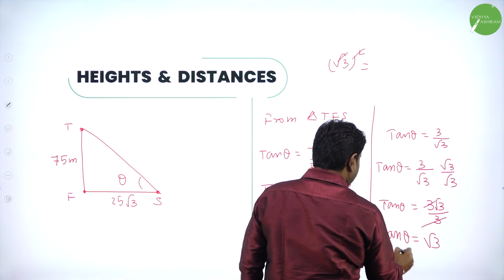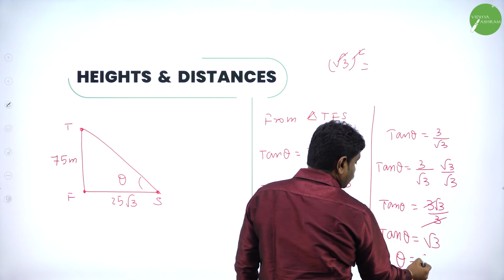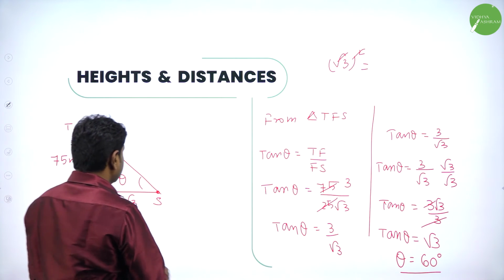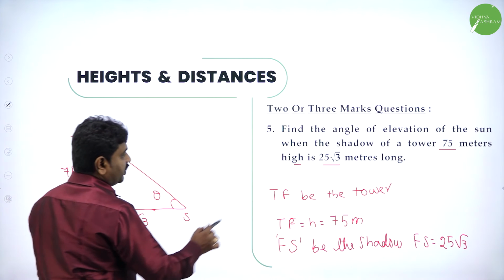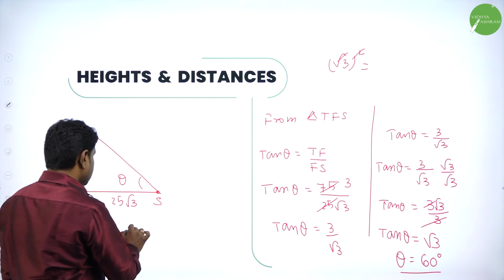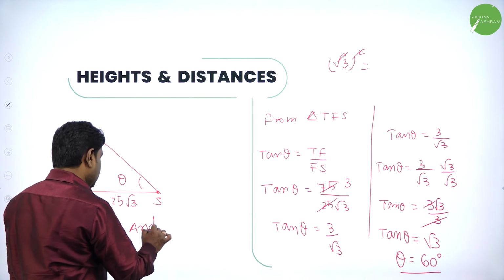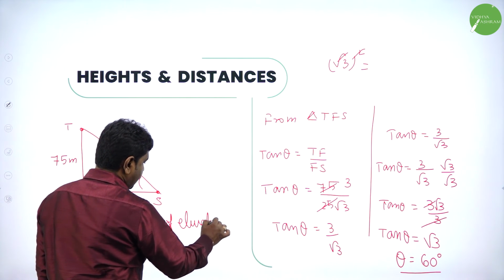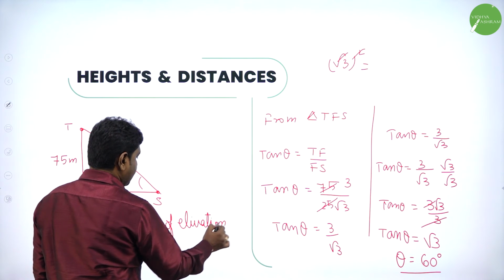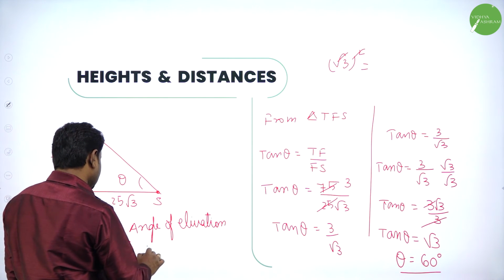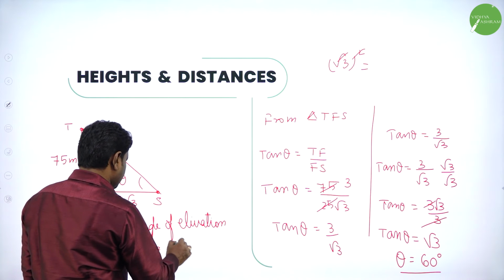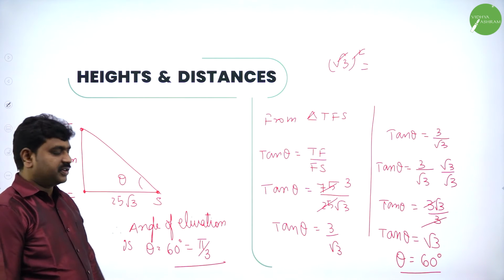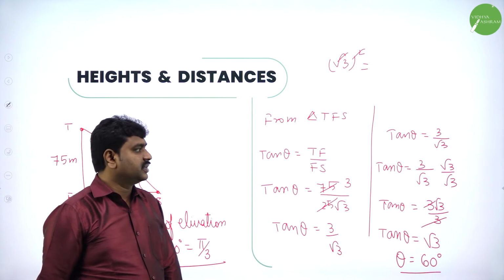In the tan table, where will you get root 3? You will get tan theta as root 3 when theta is what? 60 degrees. So you got the answer as 60 degrees. They want you to find the angle of elevation. So therefore, the angle of elevation theta is equal to 60 degrees, or we can also say pi by 3. Pi by 3 radians is 60 degrees.